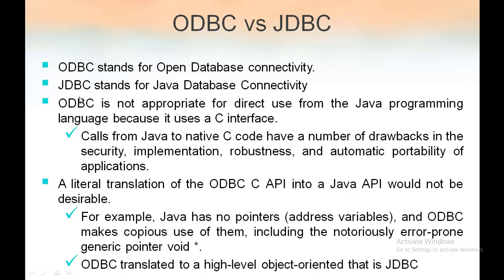ODBC code is written in the C language and JDBC code is written in Java. So you can write a number of drawbacks of C code compared to Java. Next, a literal translation of the ODBC C API into a Java API would not be desirable. Translation is not desirable because Java has no pointers and ODBC makes copious use of them. ODBC translated to a high-level object-oriented interface means it is hard to translate the ODBC API into a Java API.